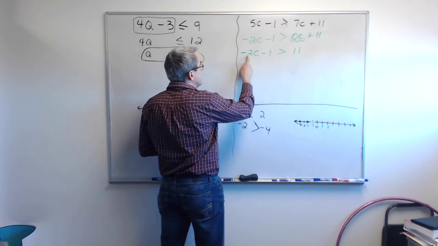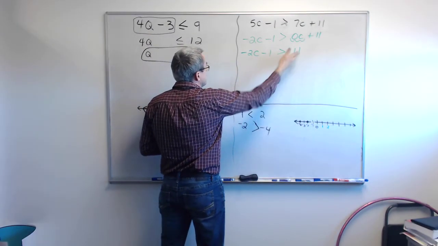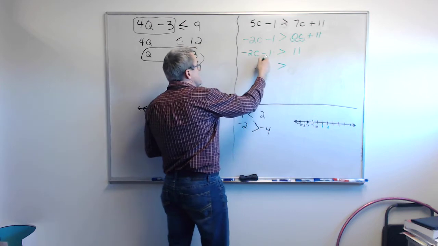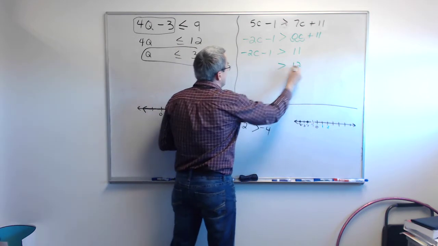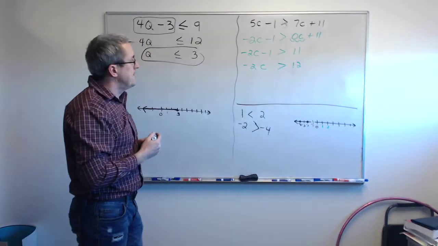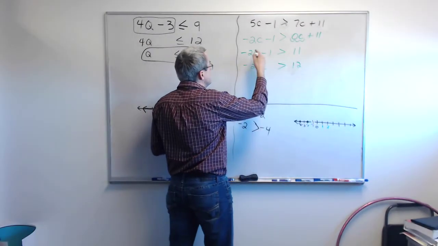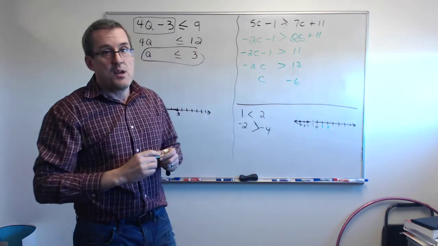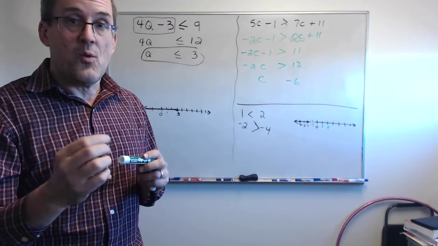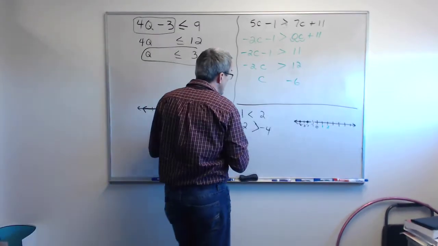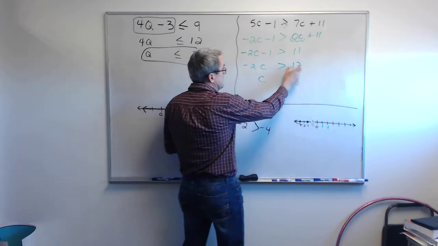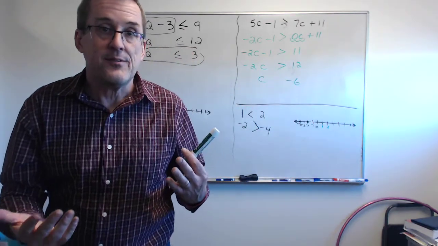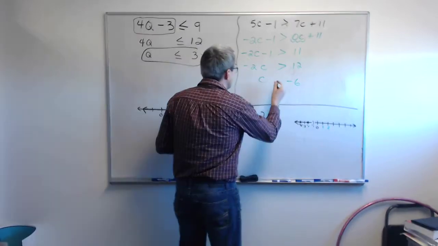Story is c gets multiplied by negative 2. Then we subtract 1, greater than 11. Deconstruct the story. Start with 11. First thing we did was subtract 1. Now we're going to add 1. Up here we multiplied by negative 2. Now we're going to divide by negative 2. Now when you divide 12 by negative 2, you get negative 6. Now watch this. This is where you've got to watch that inequality. Because we divided by a negative 2, or multiplied by negative 1/2, we have to flip this inequality.